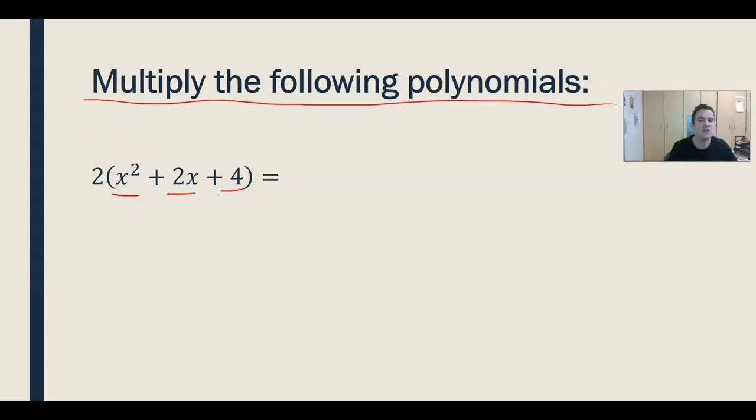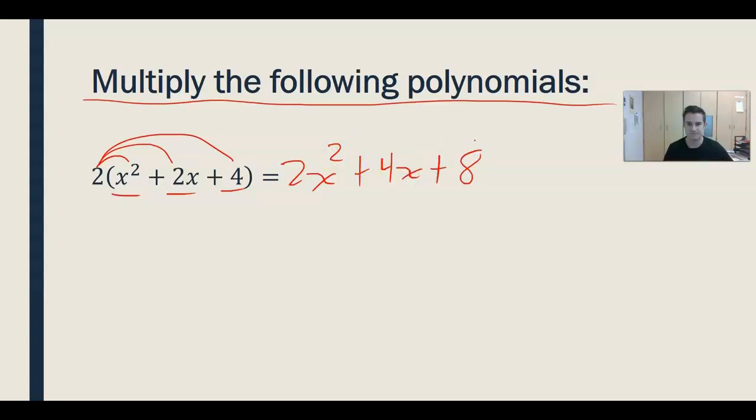So I want you to multiply. We're going to go way back to first trimester, multiplying polynomials. I want you to multiply these two polynomials together. I'm going to distribute this 2 into all three of these terms. So that's going to be equal to 2x squared plus 4x plus 8. 2 times x squared is 2x squared. 2 times 2x is 4x. 2 times 4 is 8.